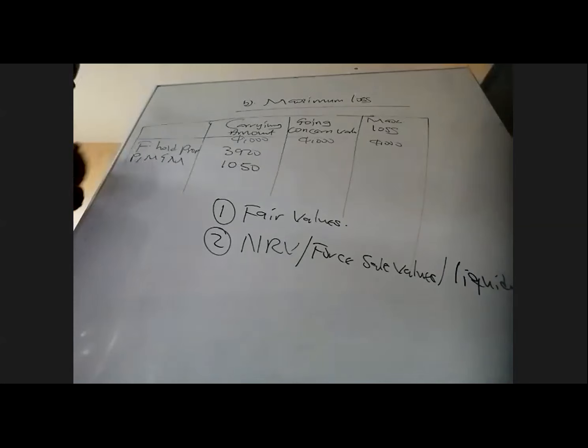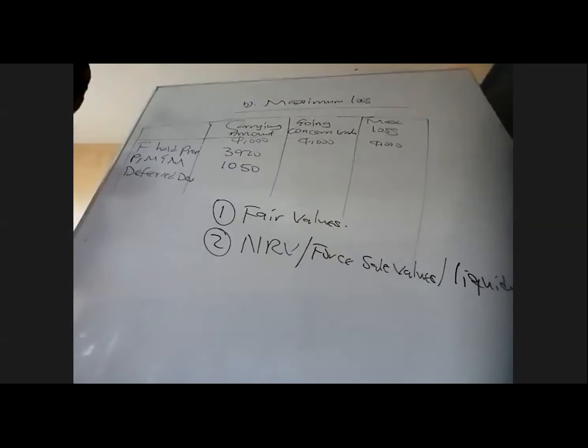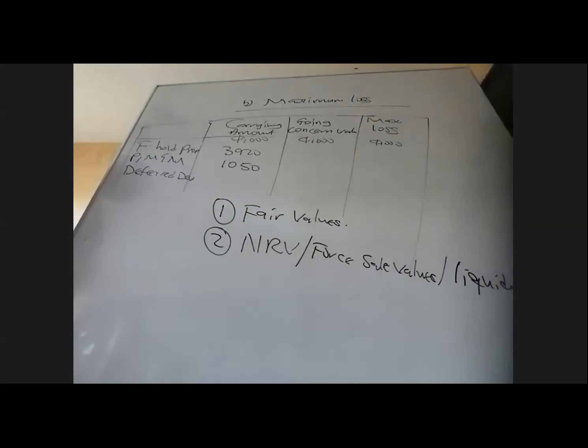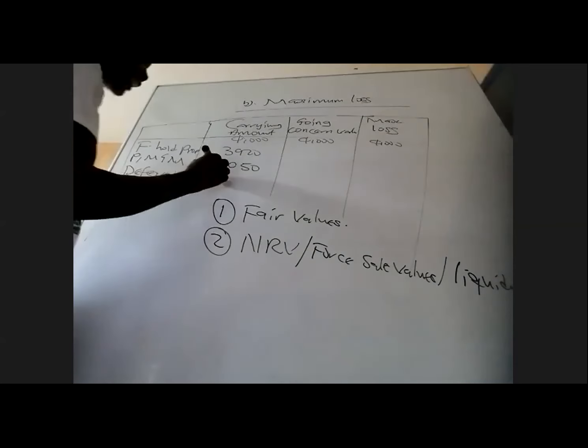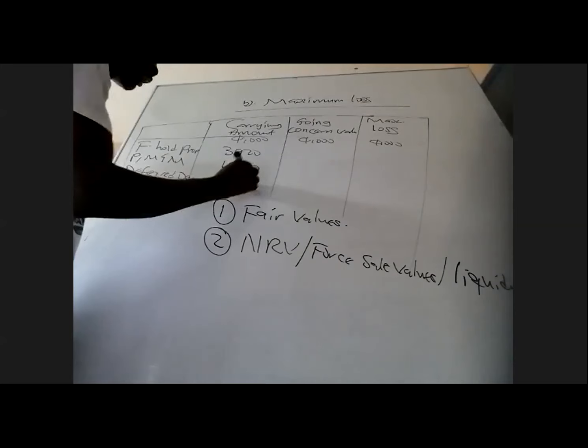Now let's move on. We have deferred development expenditure. So deferred development expenditure. That one too, the book value is what? 3490. So 3490. Good.